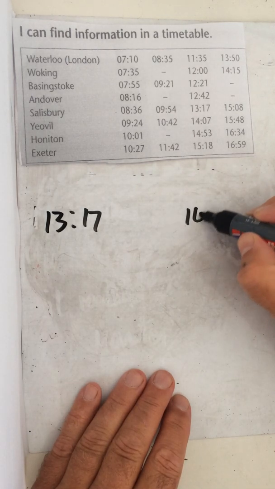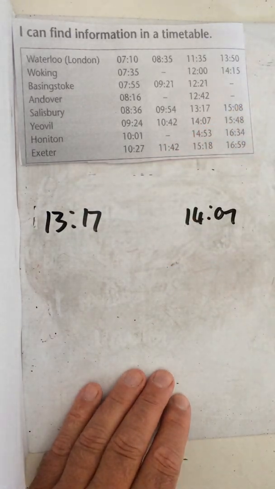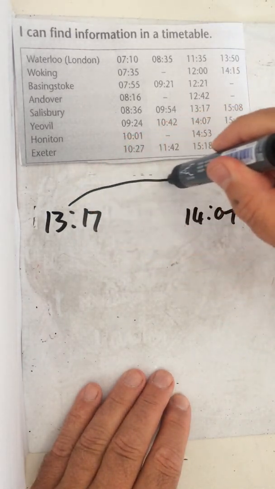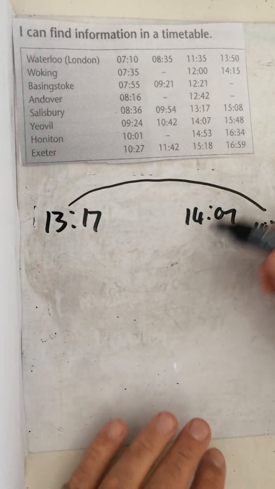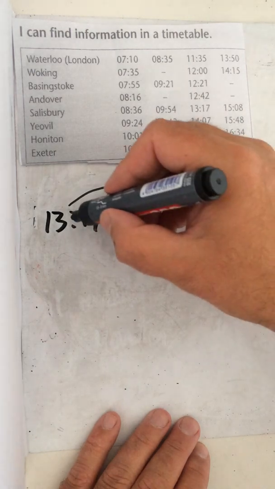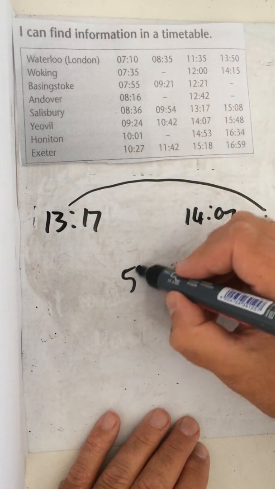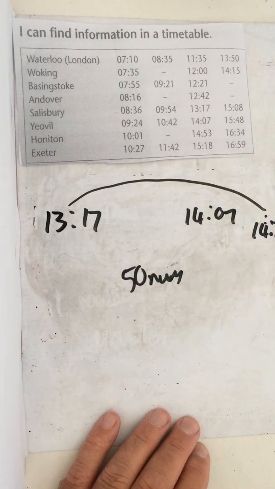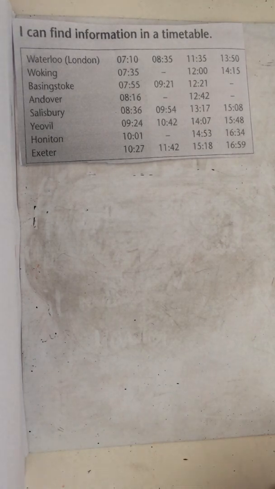If you went all the way to 14:17, and then you can take 10 minutes off, so that would be an hour, jump a whole hour to 14:17, go back 10, so again 50 minutes. However you do it, it doesn't matter, but make sure you're careful with it.